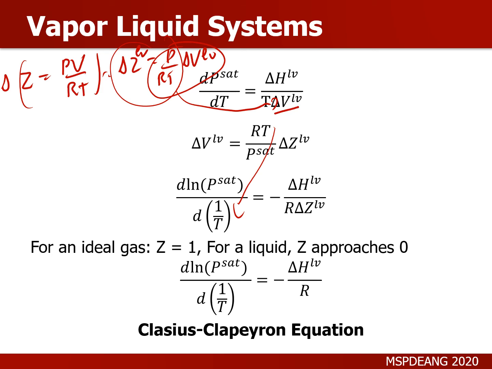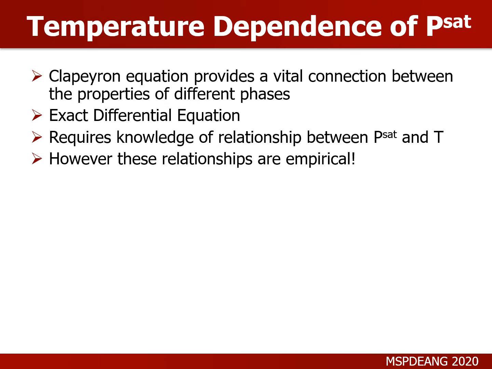So this equation gives us the temperature dependence of the heat of vaporization as a function of saturation pressure and temperature. The Clapeyron equation actually provides us a vital connection between the properties of different phases, and the Clapeyron equation is an exact differential equation. However, we need to know a relationship between temperature and saturation pressure, and typically these relationships are empirical in nature.